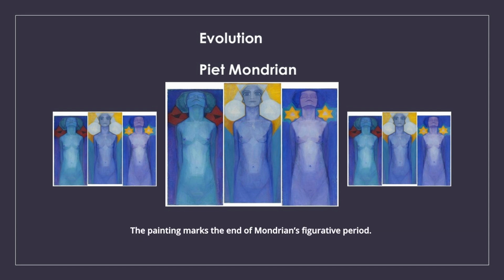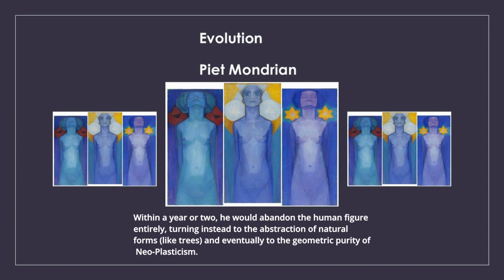The painting marks the end of Mondrian's figurative period. Within a year or two, he would abandon the human figure entirely, turning instead to the abstraction of natural forms, like trees, and eventually to the geometric purity of neoplasticism.